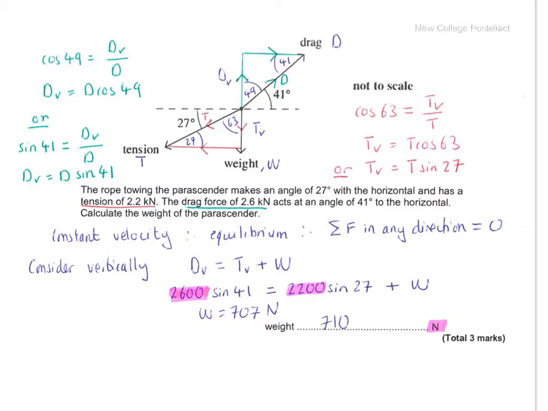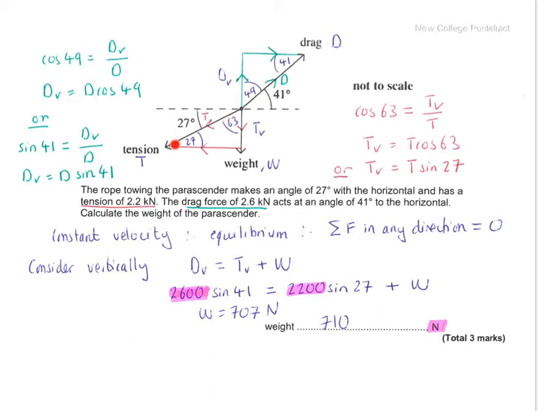So in this green triangle, we can see that cos of 49 is equal to the adjacent over the hypotenuse, which gives us the vertical component of the drag as D cos 49. You could have worked with the alternative angle up here, the 41, and you'd end up with an expression using sine. Both are equally valid.